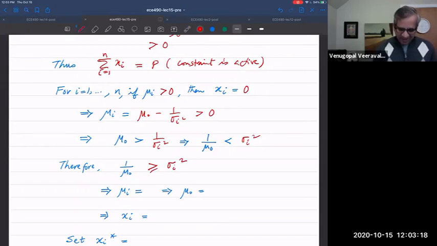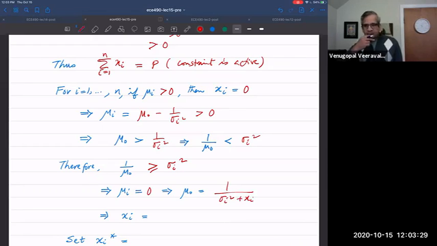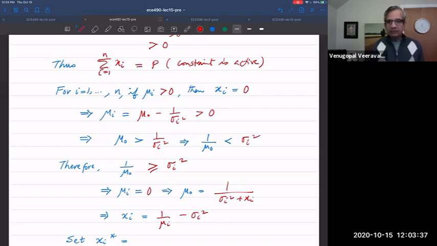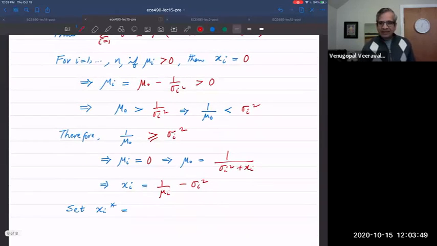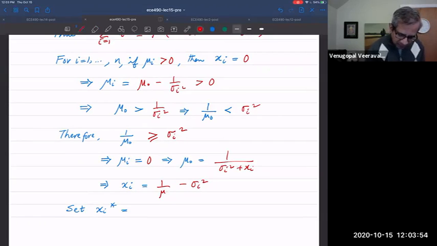So if it's greater than or equal to this, then that means mu I is 0, which means that mu0 is 1 over sigma I squared plus xi. Which means that if I solve for xi, it is 1 over mu I minus sigma I squared. So the solution to these equations should be of the form, although we need to verify it, xi equal 1 over mu0, not mu I, minus sigma I squared.